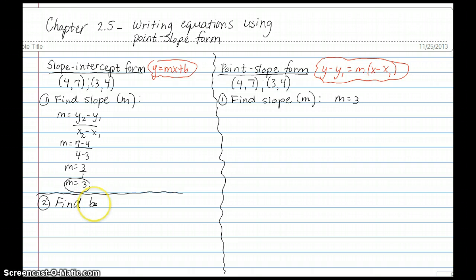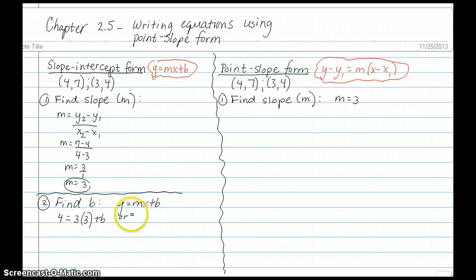Now, for step 2, we have to find b, because we're trying to do y equals mx plus b, and we don't have b. You can pick either point 4, 7 or 3, 4. I'm going to choose 3, 4. And you are going to substitute the values into your y equals mx plus b formula. So you know that you're going to have a y value in 3, 4 of 4. You already know your slope value of m, which is 3. And you have an x value in the ordered pair 3, 4 of 3. So it's 4 equals 3 times 3 plus b.